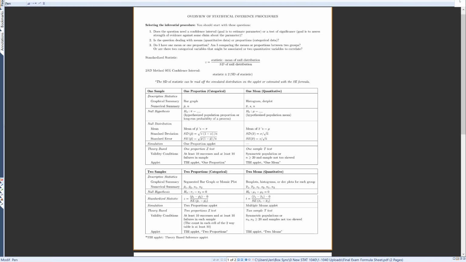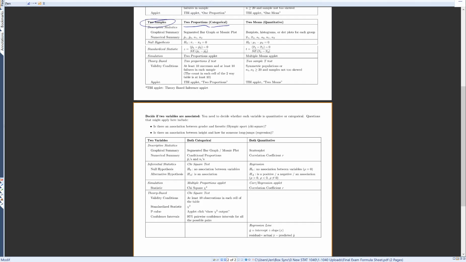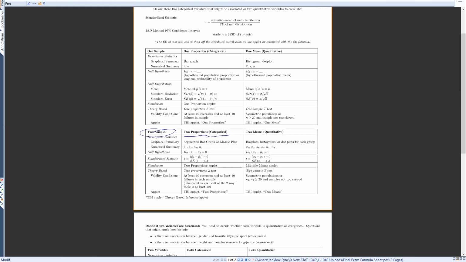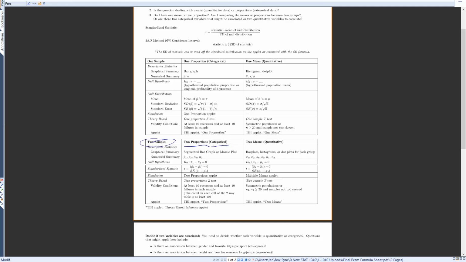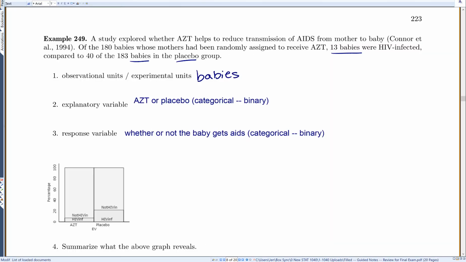Notice right here under two samples, this is what we use when we want to compare two groups. You have two proportions that are both categorical. It's the only thing on here where you have two categorical except for chi-squared. So the difference between chi-squared and just two proportions is that the chi-square test works if you have more than two categories. Okay. So if you only have two categories in each one, you're going to be looking at two proportions. So this is going to be a two proportions problem.